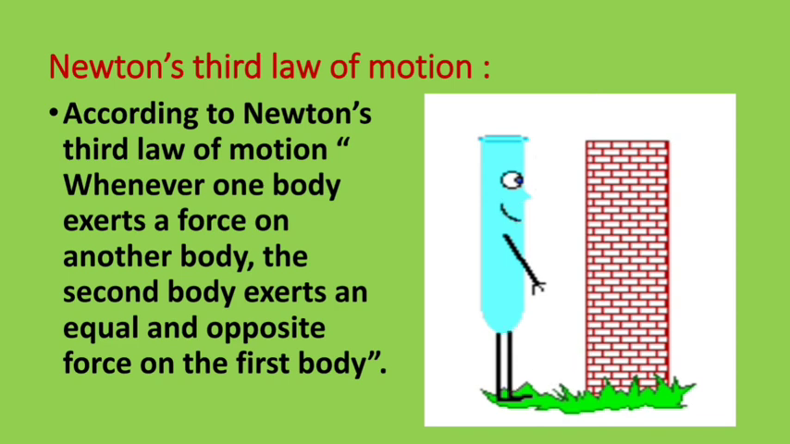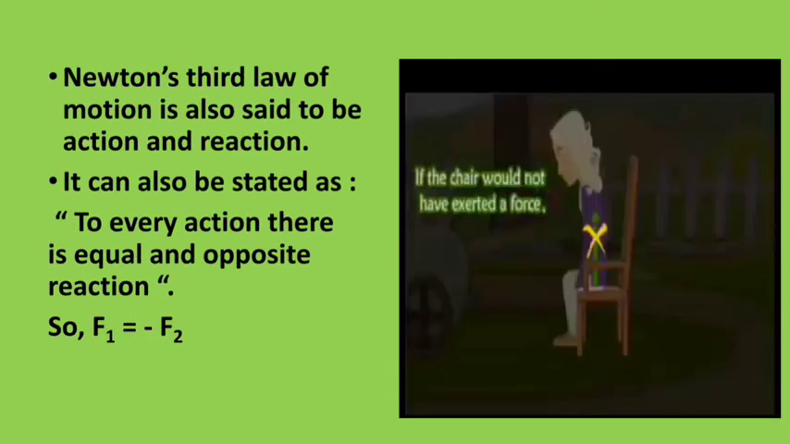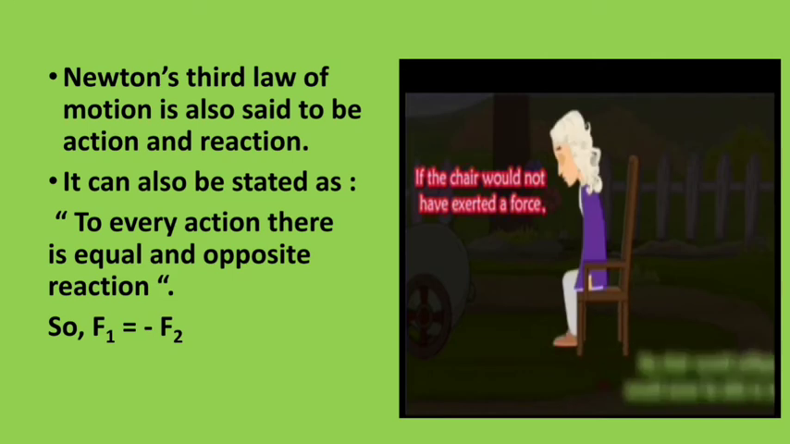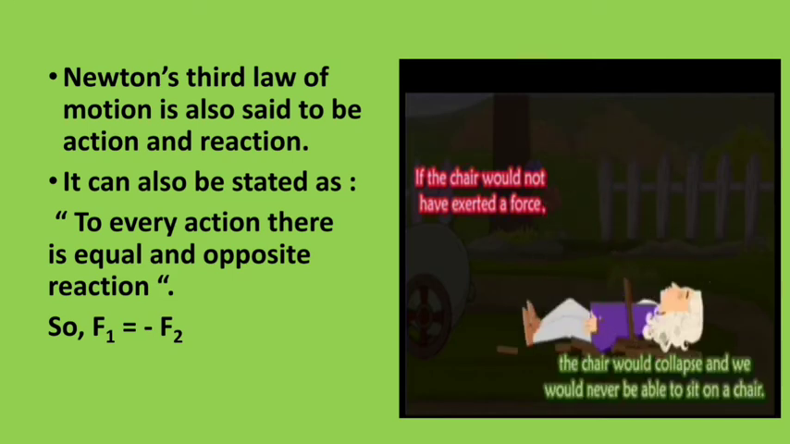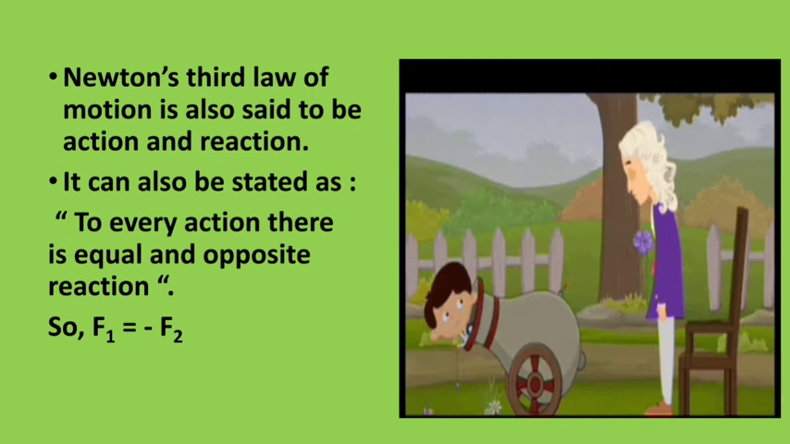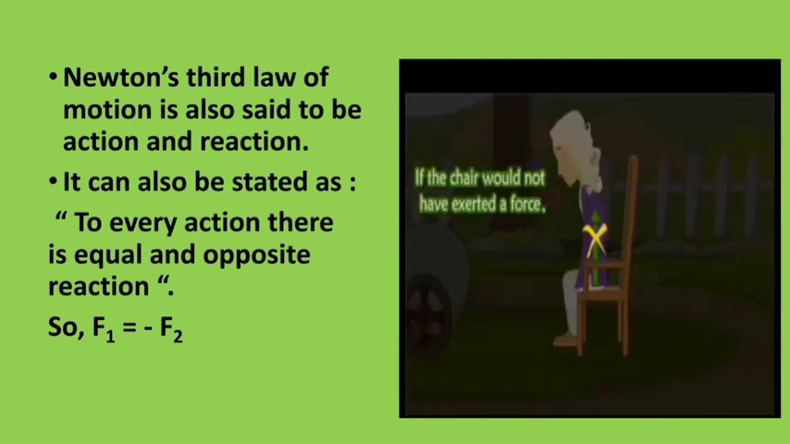According to Newton's third law of motion, whenever one body exerts a force on another body, the second body exerts an equal and opposite force on the first body. Newton's third law of motion is also said to be action and reaction. It can also be stated as: to every action there is an equal and opposite reaction.